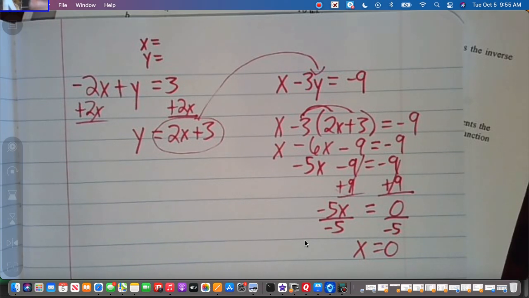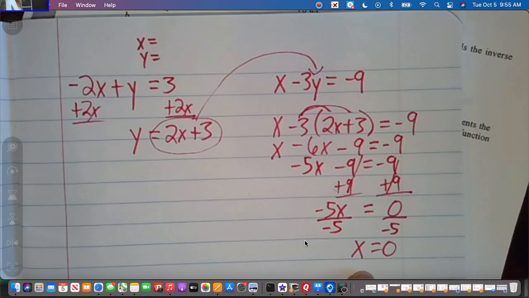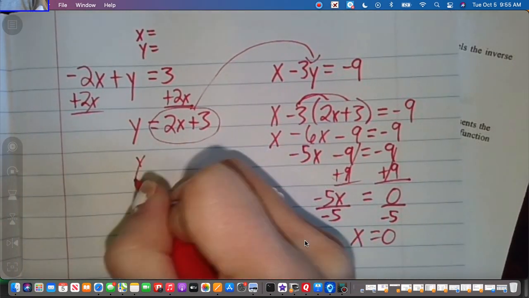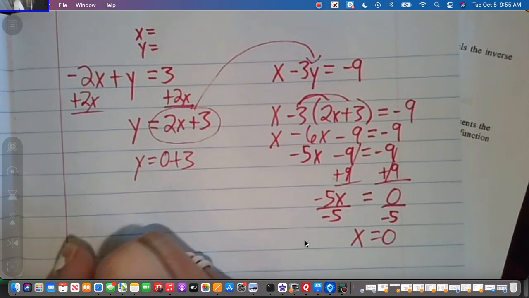Okay? Questions on this one before I move on? Are we feeling good? We solved for x right there. Now if you wanted to go in and solve for y, you would have gotten y is 0 plus 3, which is 3. And that would have been the rest of your answer. Is everybody good so far? Yes. Okay. Number 7.